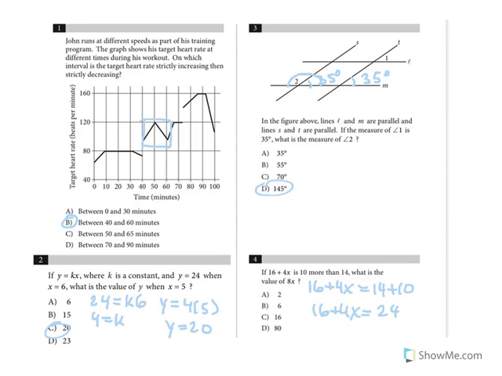Subtracting that 16 from both sides gives me 4x equals 8. So twice as much of that is going to be 16. 8x is going to equal 16.